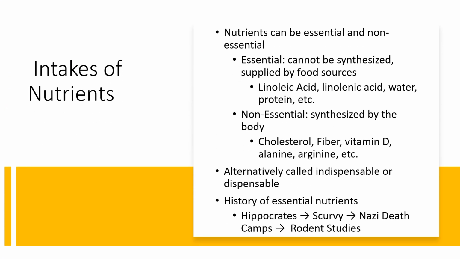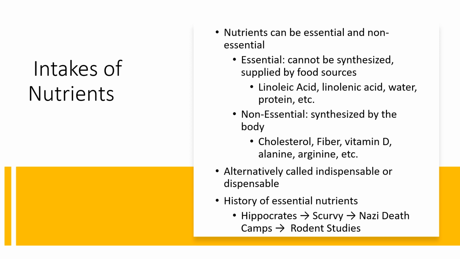So now that we've talked about the different types of nutrients, we're going to talk about the intake of nutrients. Nutrients can be classified as either essential or non-essential. Our essential nutrients are ones that we cannot synthesize in our body. So these are ones that we need to consume through different food sources, and these include water, protein, and linoleic acid.